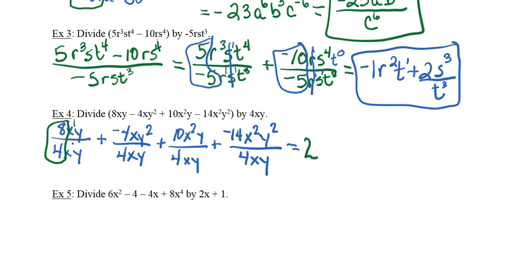I have x to the first and x to the first. 1 minus 1 means there's no x's. Y to the first, y to the first. 1 minus 1 is no y. So the only thing left in the first term is a 2.